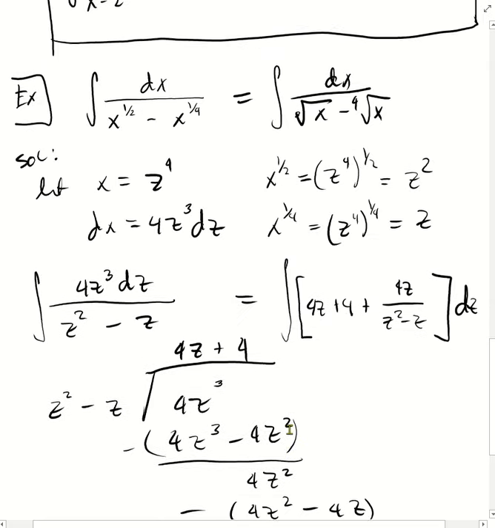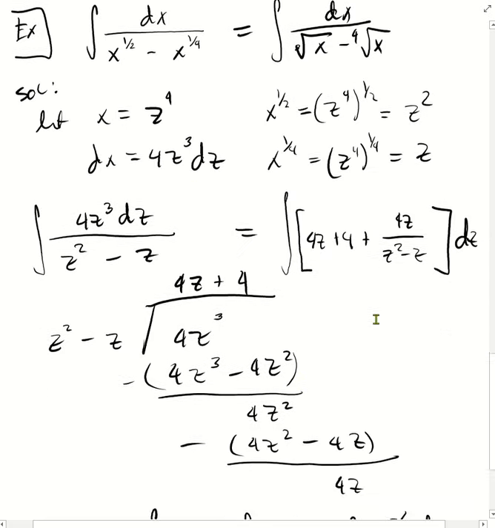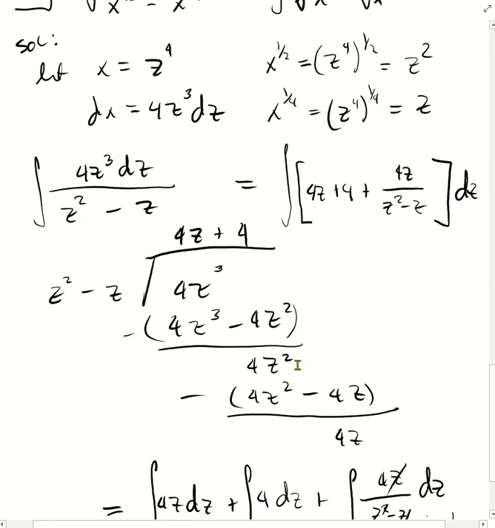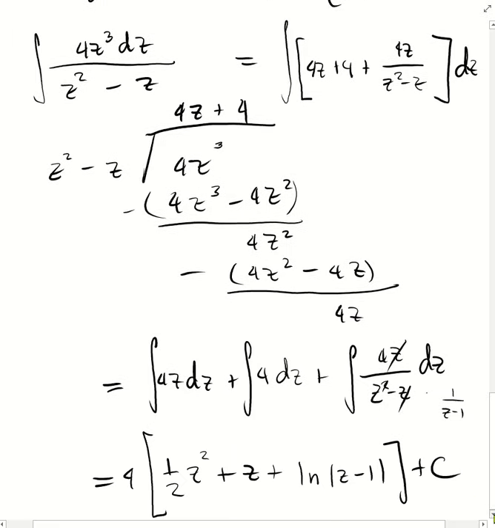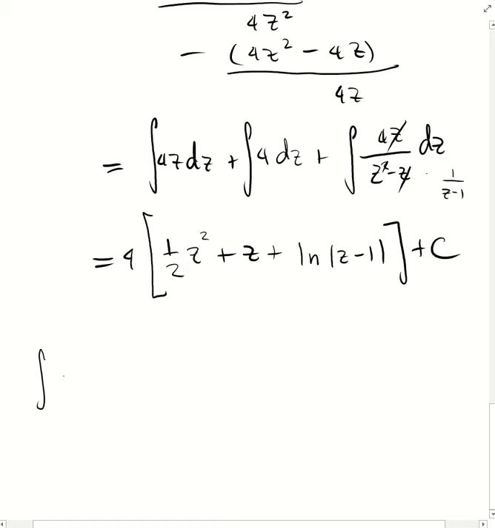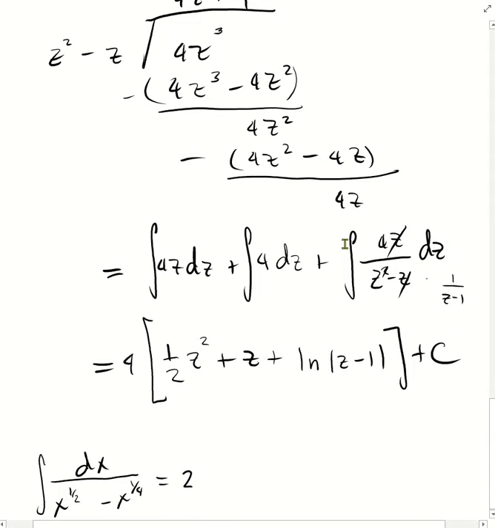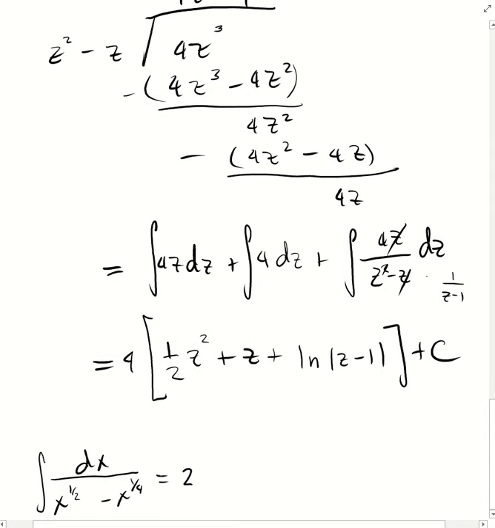Then we go back to x. We need to solve for what is z squared. Our z squared is square root of x. Z is fourth root of x. So the integral now of dx over x raised to 1/2 minus x raised to 1/4 is equal to 4 times 1/2. So that's 2 times z squared. Z squared is equal to square root of x. So 2 times square root of x.